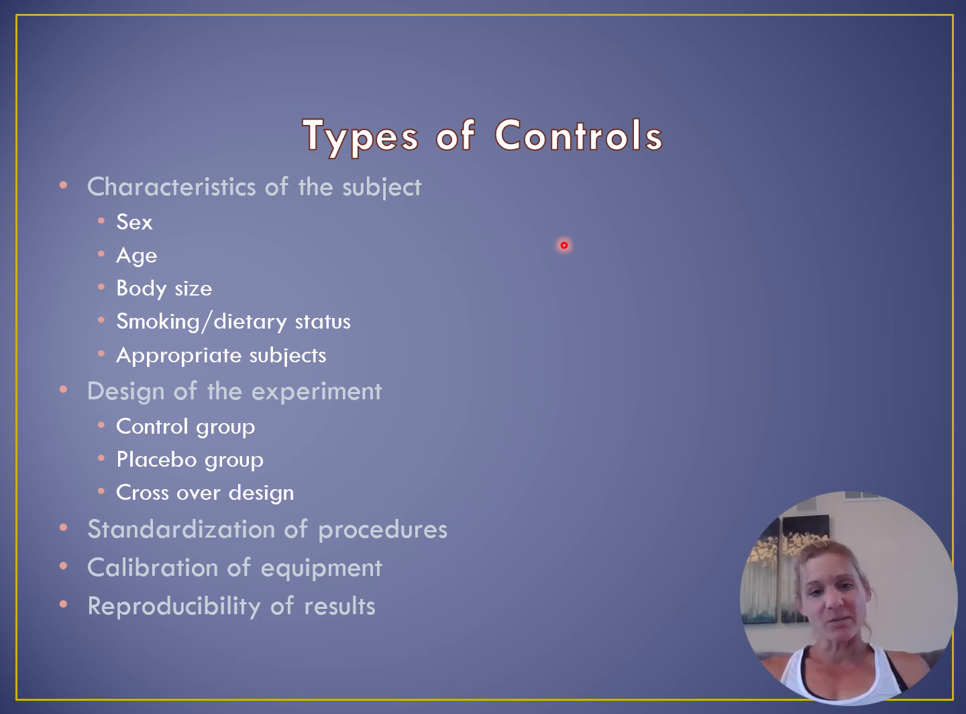The design of the experiment. So we can do a control group, as we talked about. We can have a placebo group and something known as crossover design. Okay, so the control group, we talked about having a control condition where we wanted to know what those people's 5K time was before they used the caffeine.